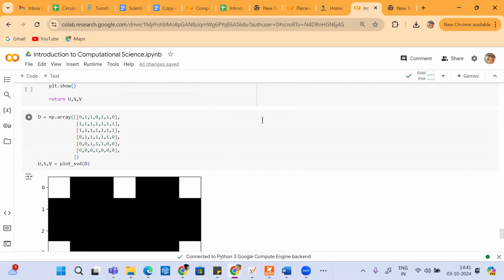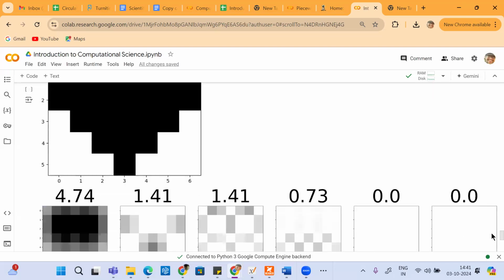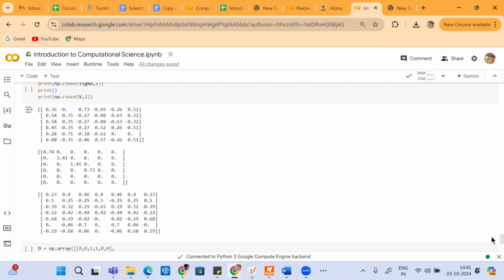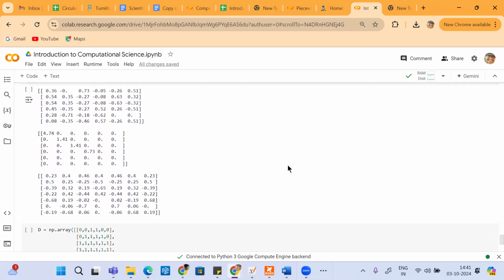Okay. Good. Yeah, you can see this is U, this is sigma, this is V transpose. You can see all the singular values are on the diagonal. The biggest singular value is 4.74. The lowest one is 0. So you can remove these two singular values.